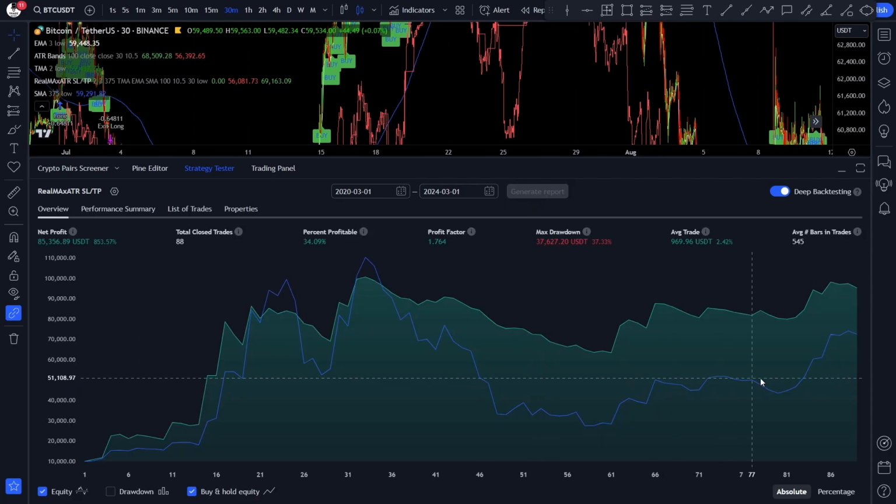Let's see the 30 minutes. It is profitable, it outperforms the buy and hold, but if you take a closer look, the strategy still couldn't reach its previous all-time high, which was right here.